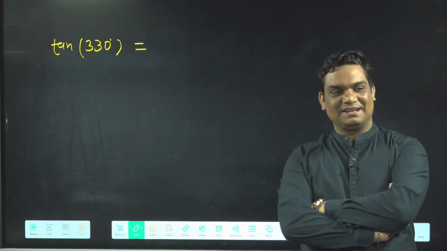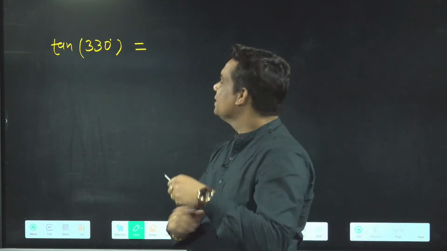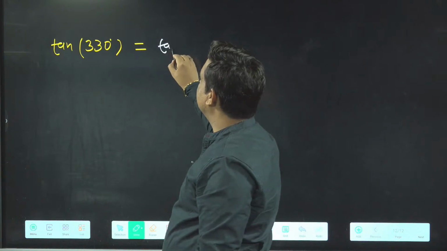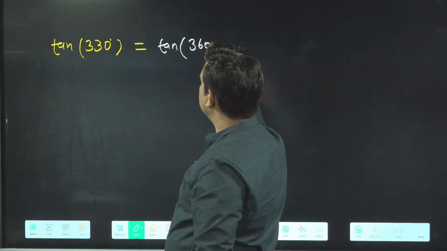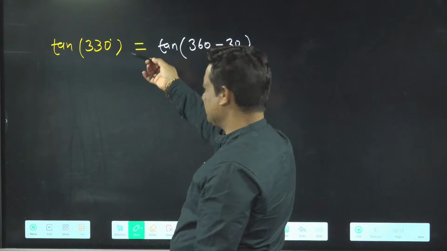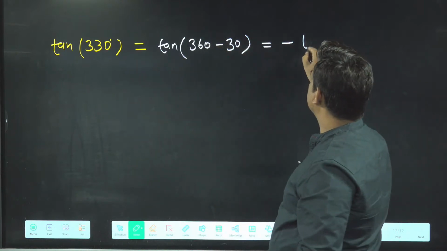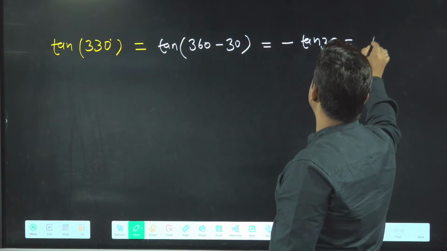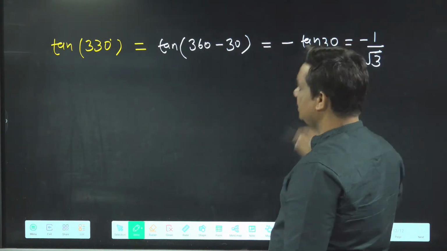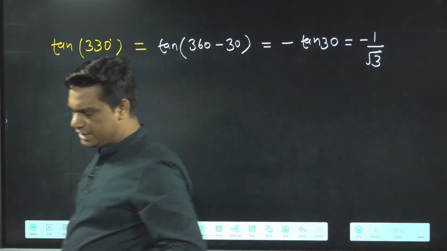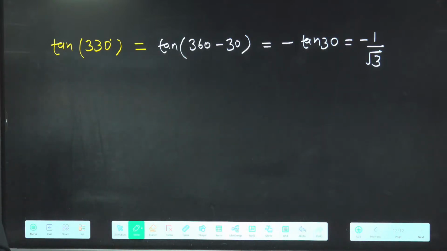Minus 1 by root 3. Yes, minus 1 by root 3. We can say this becomes basically tan 10. You can say 360 minus, also 270 plus, as your choice. It is going to be negative first of all. It will not change. So we can say it becomes minus 1 by root 3. Okay. Very clear? Can I go for next?